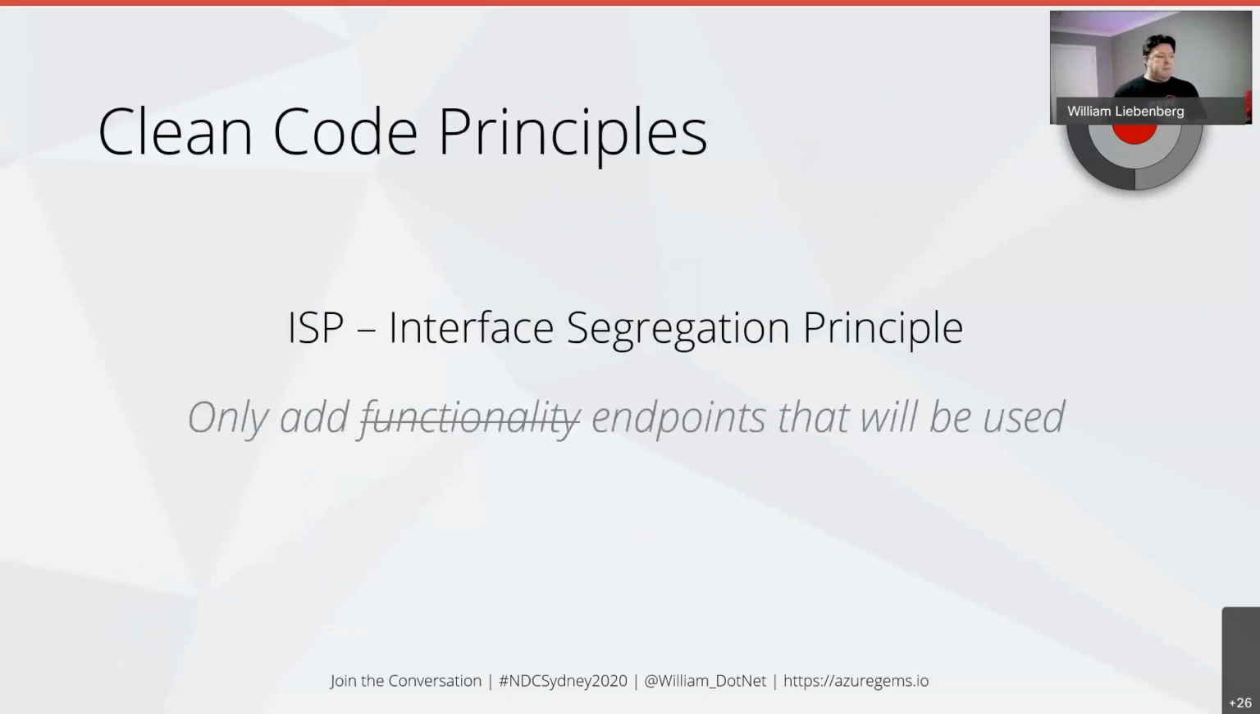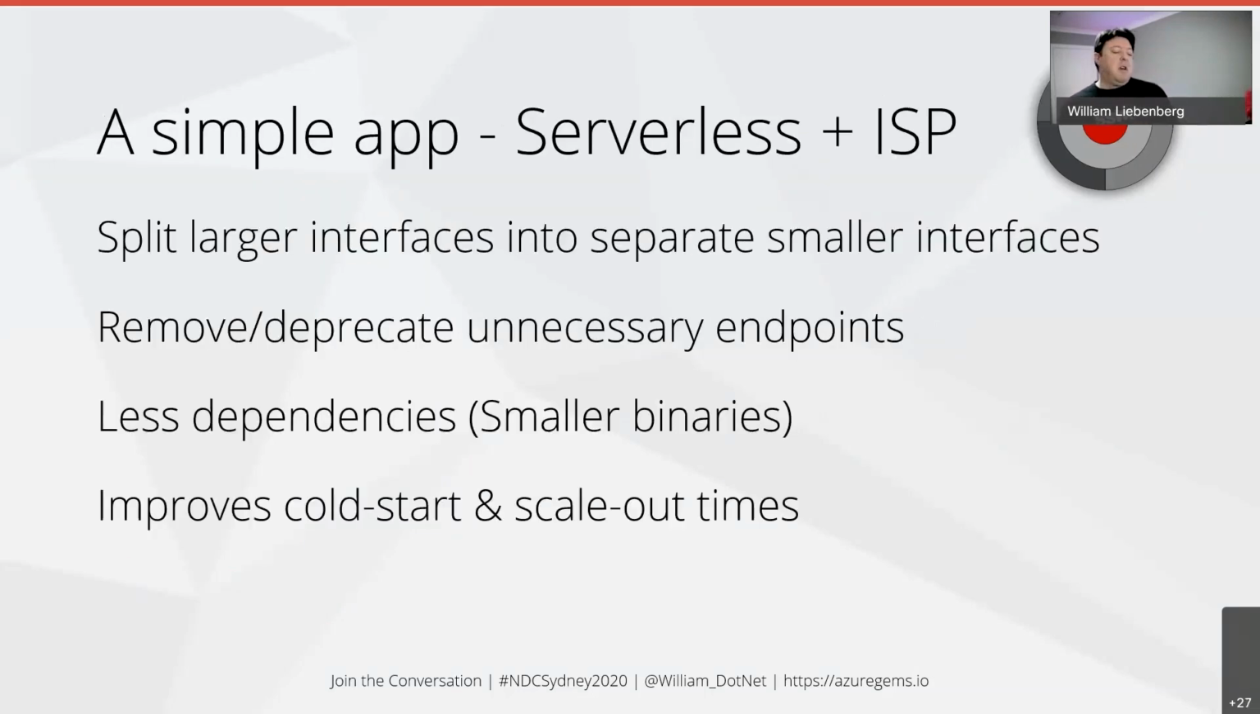Cool. Now this is the interface segregation principle. And this one for me is very important. People tend to try and write massive, great APIs, and then we end up with even monolithic serverless applications. So when you have an application, try and limit the number of endpoints or the number of features that you're trying to build into that application.